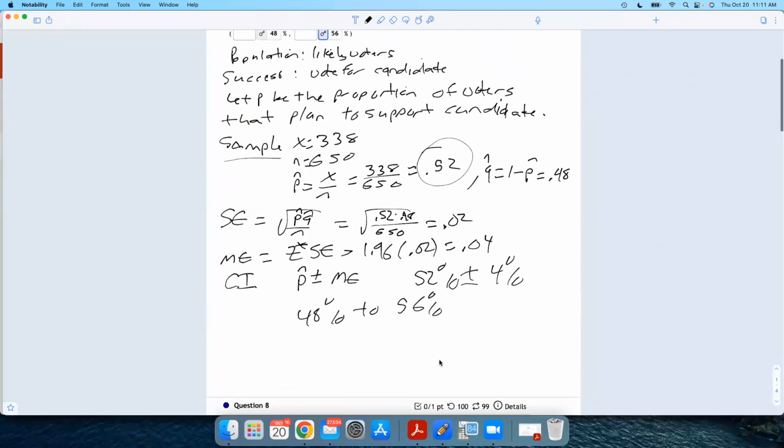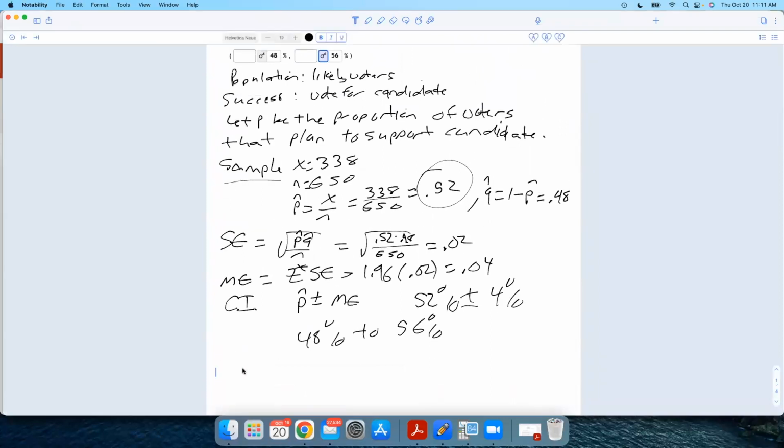And then our conclusion would be we are 95% confident that P, this is why we write this line here. It helps writing our conclusion that the proportion of voters that support the candidate is between, don't forget the word between, 48% and 52%. Or no, what was it? It's 56, right?